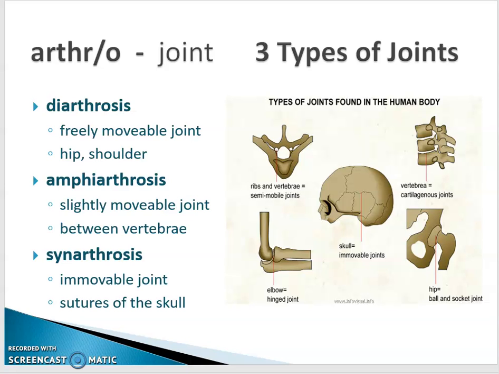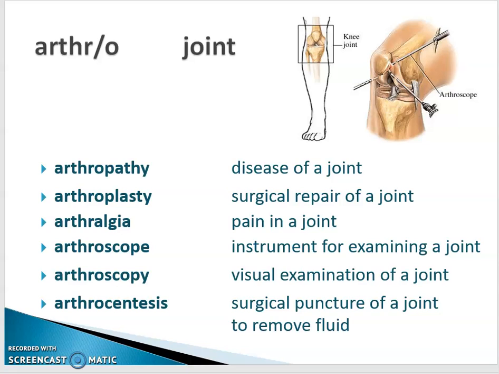We have three types of joints. You don't need to learn those, but they're here and you will learn them eventually. We have diarthrosis. These are freely movable, like in hips and shoulders. We have amphiarthrosis. These are slightly movable joints, typically between vertebrae. And synarthroses. These are immovable joints, as in the sutures of the skull. We think of the skull as one bone, but actually all those little lines that connect the skull are separate bones that come together. And once again, you'll learn those in anatomy.